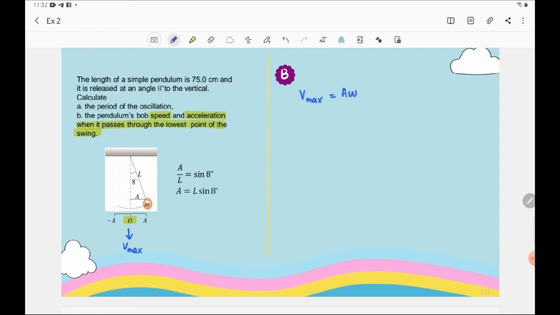So now we are going to calculate the A, the amplitude for the oscillation. The amplitude means the displacement from equilibrium position to point A. This is the amplitude. Alright, so now based on this triangle, we have L and also we have theta. So we use the function of sine. So sine theta is equal to opposite A over hypotenuse L. So here we will get that A is equal to L sine 8 degrees.